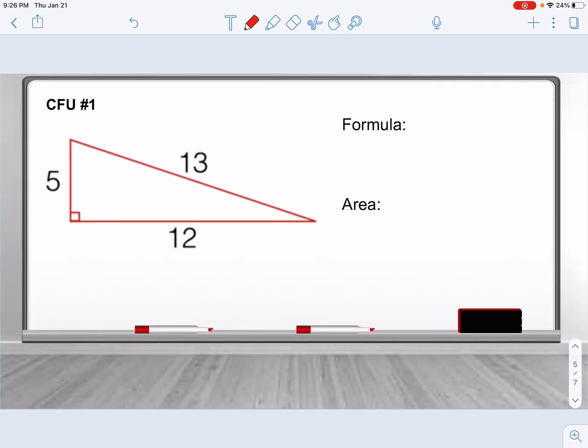Alright, so there's 3 problems for you to give a try. Remember, write down your formula, find your base and your height, solve for it, and then go back to Schoology and submit your answers.